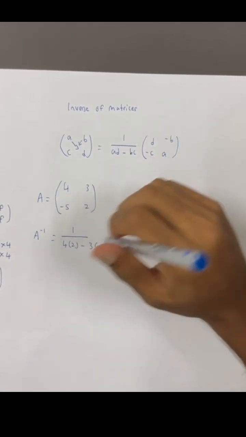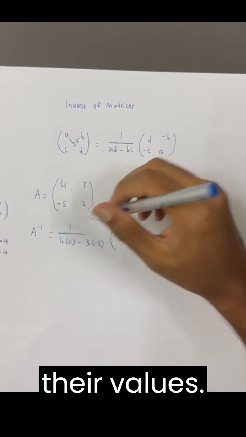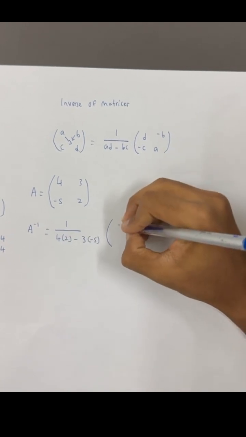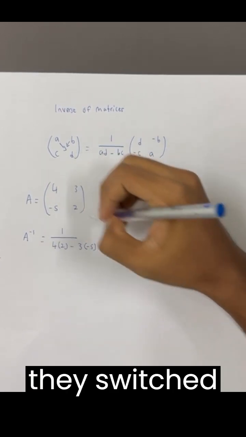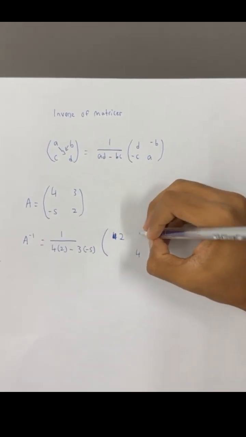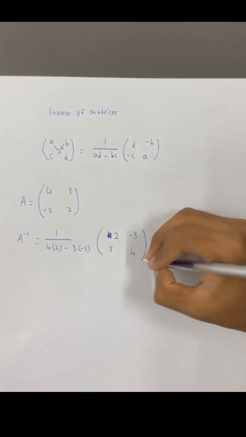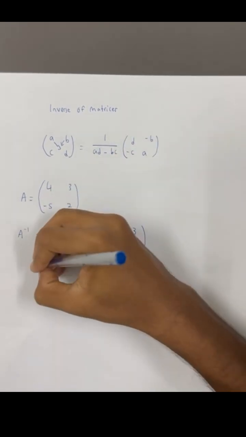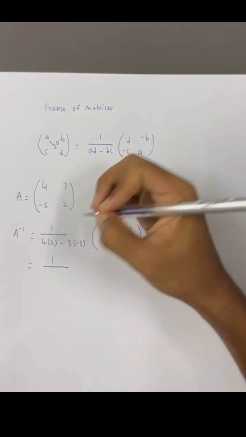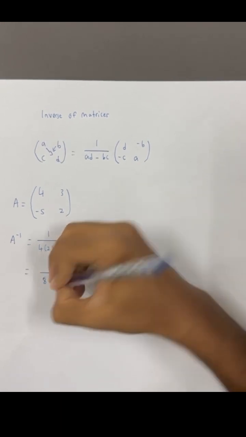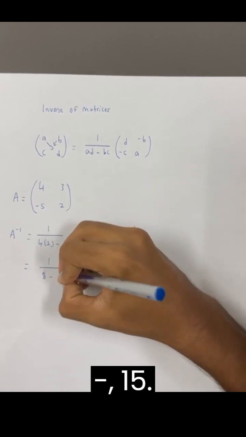Then after that we have to change their values. So 2, 4, because they will switch their places. Then the 3 will become negative and 5 will become positive. Now we have to solve this first. So 1 over 4 times 2 is 8, then 3 times negative 5 is negative 15. So we'll get negative 15.